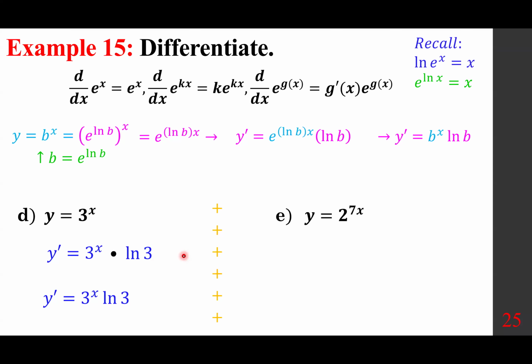What about y equals 2 to the power of 7x? In addition to what we have seen, we also have the chain rule. So if y is b to the power of f of x, y prime is b to the power of f of x times ln b. And then because of the chain rule, f prime. So the answer is itself.